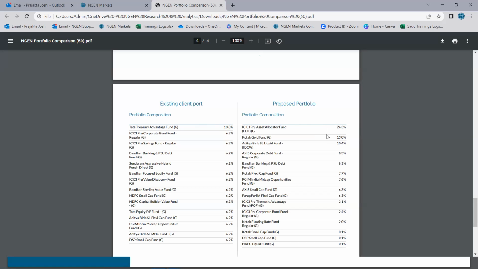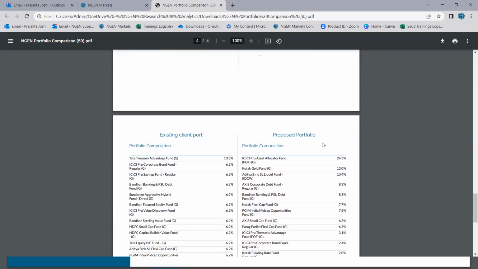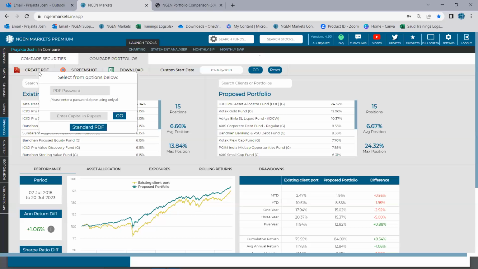At times, clients are a little more comfortable if the presentation is made in amount, in rupee terms. So we have given a provision for that also. You can generate a percentage-based PDF by just clicking on standard PDF. But if you want to create an amount-based PDF, put in the client's AUM right here in amount terms. For example, this particular client has an AUM of, let's say, 10 lakh rupees. So just put in 10 lakh rupees right here, and now instead of clicking on standard PDF, click on go.